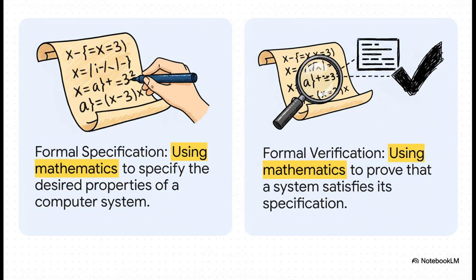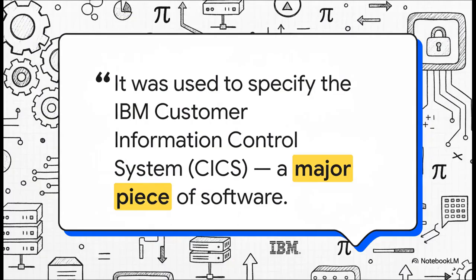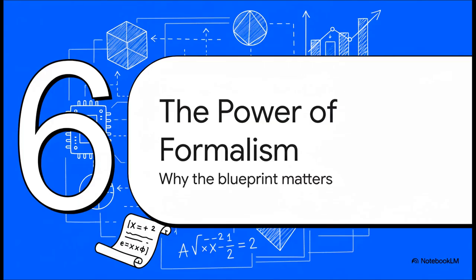Then you have formal verification. And this is where you use mathematical proofs to demonstrate that the actual code, the final product, perfectly matches that flawless blueprint. And look, this is not just some academic fantasy stuck in a university classroom. Formal methods were actually used to specify a massive, major piece of commercial software from IBM called 6. This just goes to show that these techniques can be applied to huge, real-world, industrial-scale problems where reliability is absolutely everything.